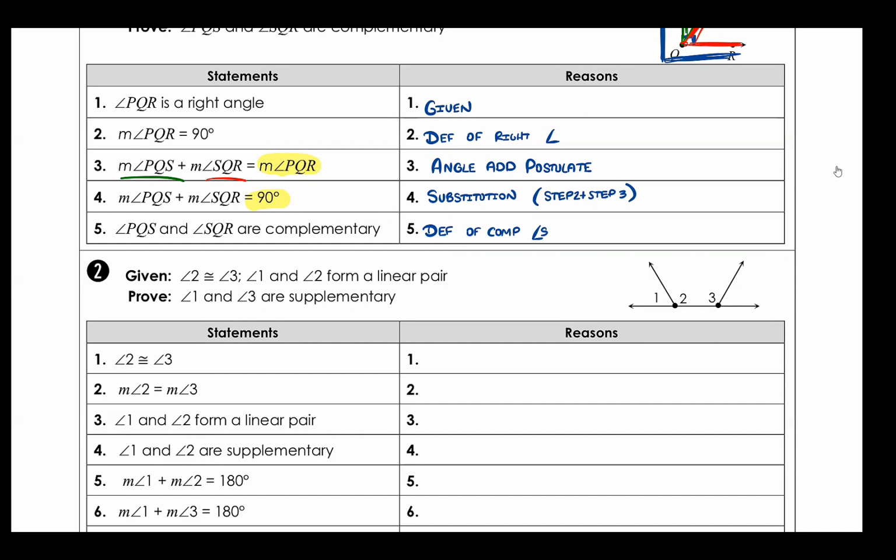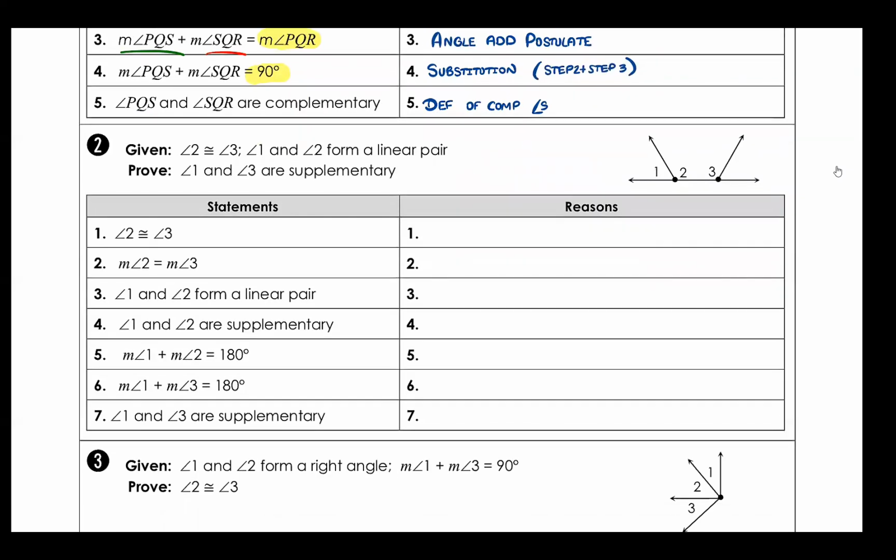Number 2. Angle 2 is congruent to angle 3. Angle 1 and angle 2 form a linear pair. So when we say something's congruent, we use a hoop. So we know 2 is the same measure as 3. And then 1 and 2 form a linear pair. There's not really a whole lot we can do with that yet.